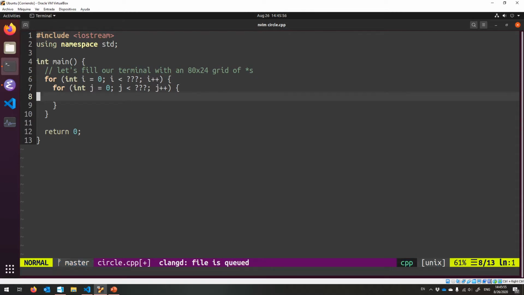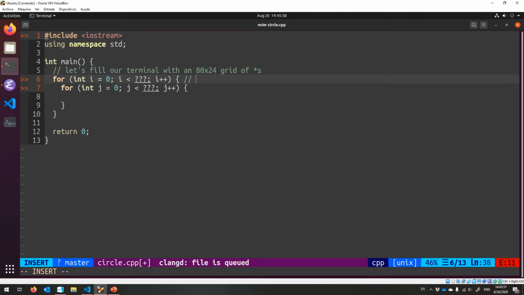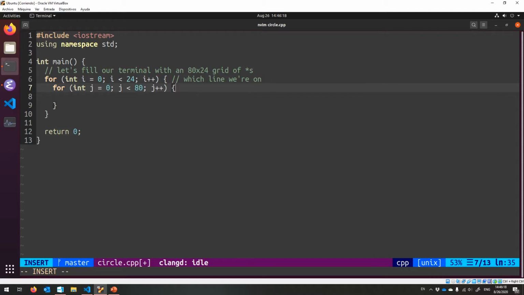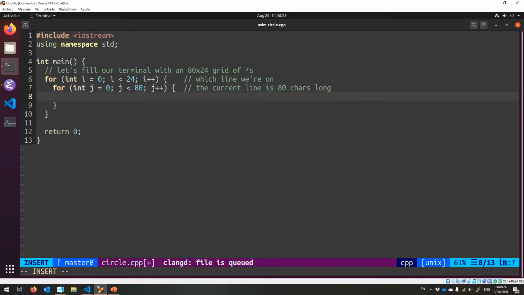So if we remember that the outer loop from our box example keeps track of which line we're on, well, that means it deals with the height. So 24 should be how many times that executes. Okay? And then that means that this one worries about the current line, which is 80 long. Or so we're saying it's 80 characters long.